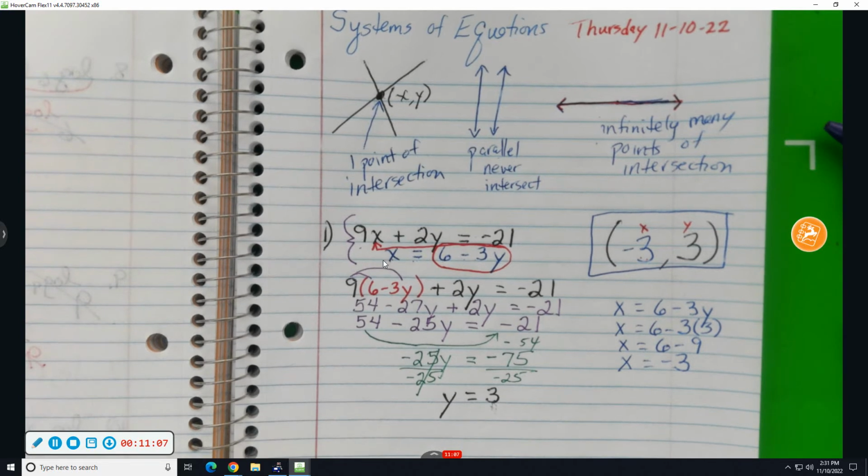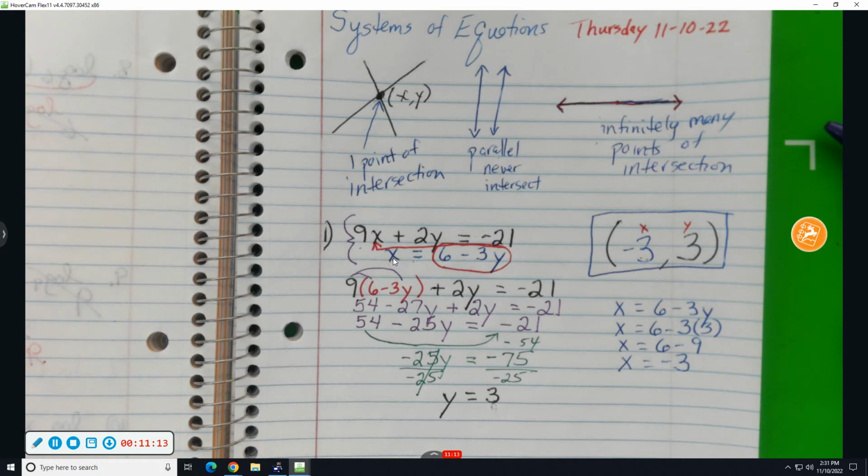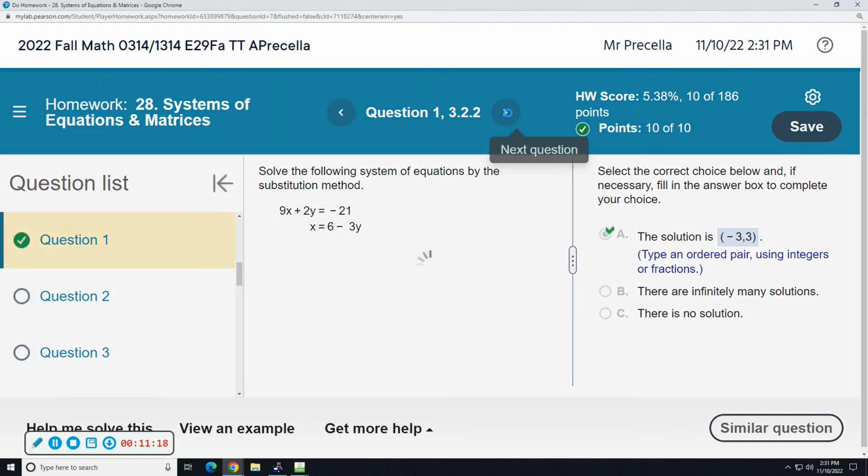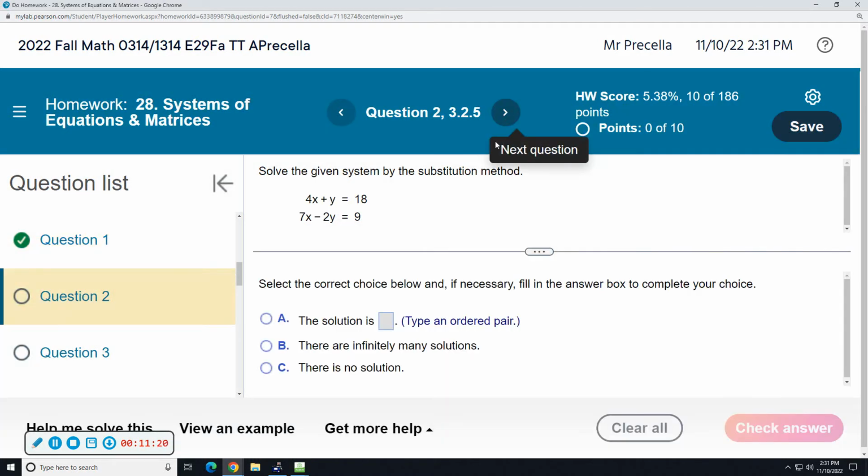Suppose you want to use substitution and the equation's not already solved for the variable, then you're going to have to solve it. To illustrate, number 2, does that do it? Okay. Number 2, there's an extra step in this one. Let me write down these. We have 4x plus y equals 18. And 7x minus 2y equals 9.